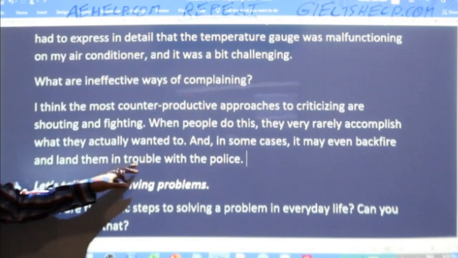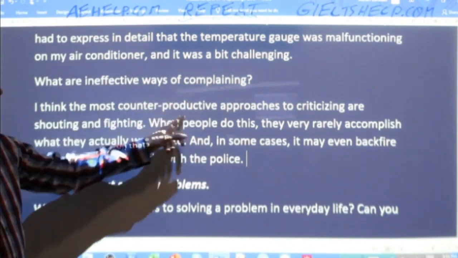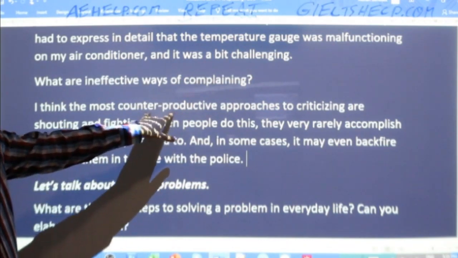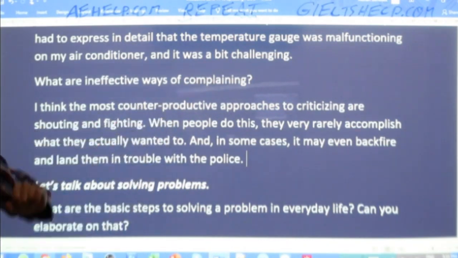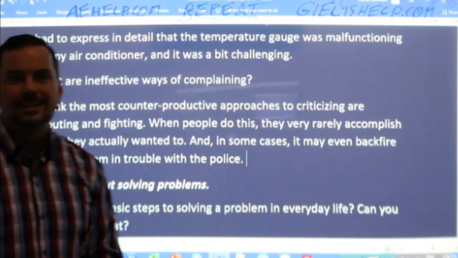Land them in trouble. Land them here is an expression which means put them into a situation. Counterproductive with the hyphen is a very useful contraction of these two words. Okay, counterproductive. Remember the meaning of that. So it means it's the opposite of being productive.